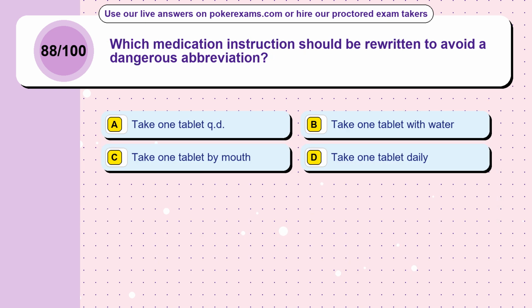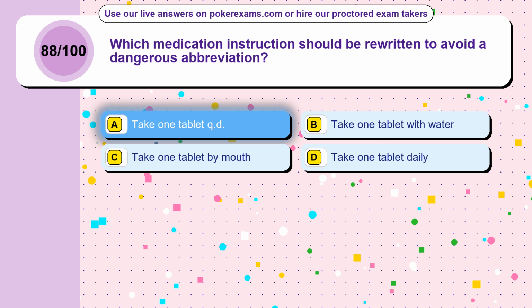Question 88. Which medication instruction should be rewritten to avoid a dangerous abbreviation? Option A. Take 1 tablet QD. Option B. Take 1 tablet with water. Option C. Take 1 tablet by mouth. Option D. Take 1 tablet daily. The correct answer is option A.